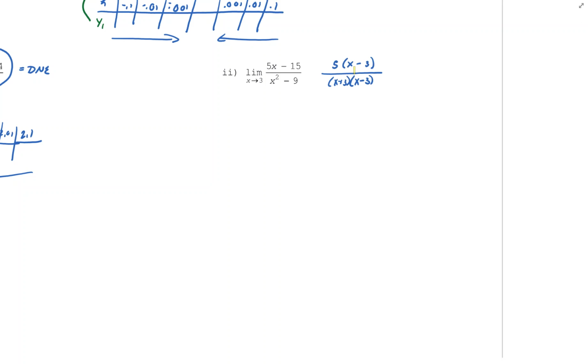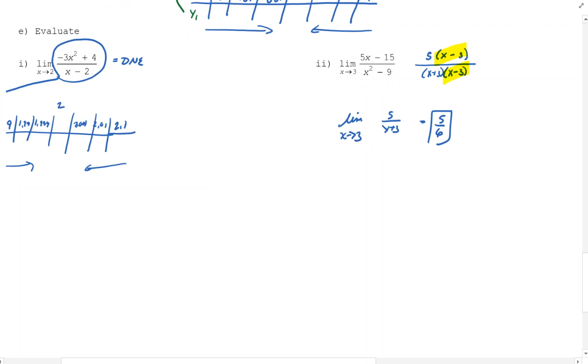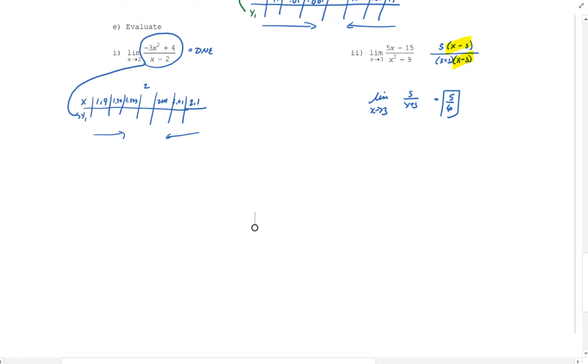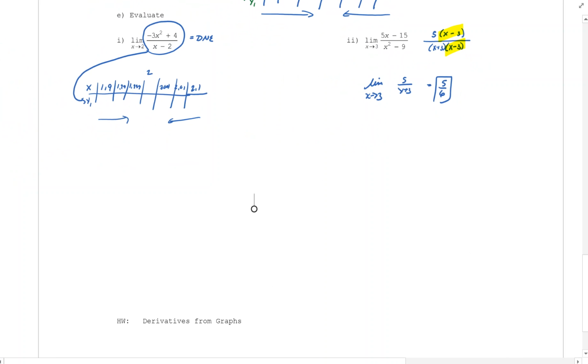The common factors I can cancel out. So I'm now going to evaluate the limit as x goes to 3 of 5 over x plus 3. So I've got 5 over 6. Just a little reminder that limits don't always exist, and we can find these algebraically.